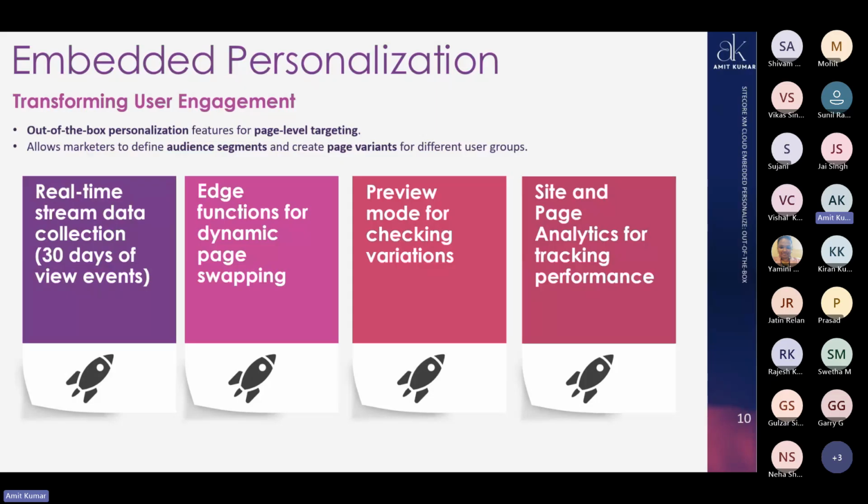Edge function for page swapping. The meaning of this line item is that when you are building the headless implementation, generally people will be going with the static site generation, right? Or server side rendering, people are creating it. Suppose you are going with the static site or SSR, but you know that when you are going with the XM Cloud, your data will be published to the edge. Edge is nothing but having a snapshot of your page.